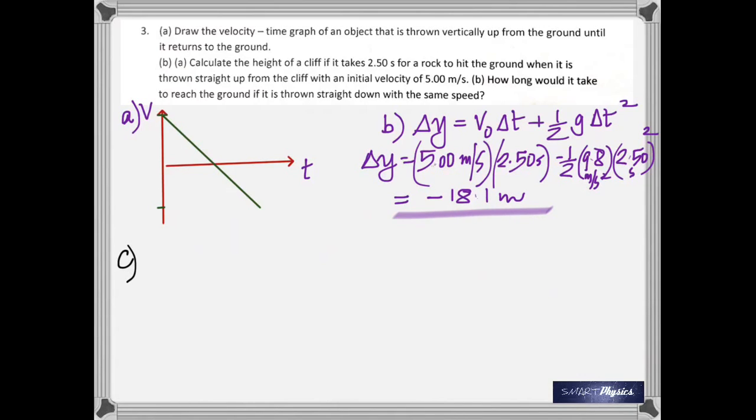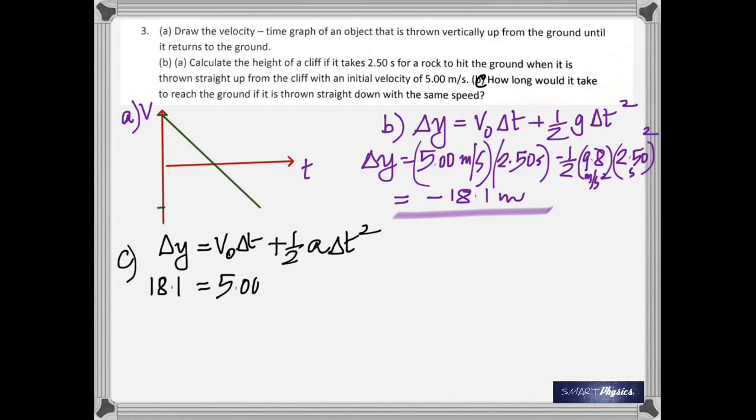The negative just shows that it's coming down. It's moved down by 18.1 meters. So the height of the cliff is positive 18.1 meter. And it says, how long would it take to reach the ground if it is thrown straight down with the same speed? Okay, now you got to find time. You know delta y is 18.1 meter positive. So that's 18.1, the same velocity, so it's 5 meters per second. We're looking for time. This time it's plus 9.8 because it's coming down.